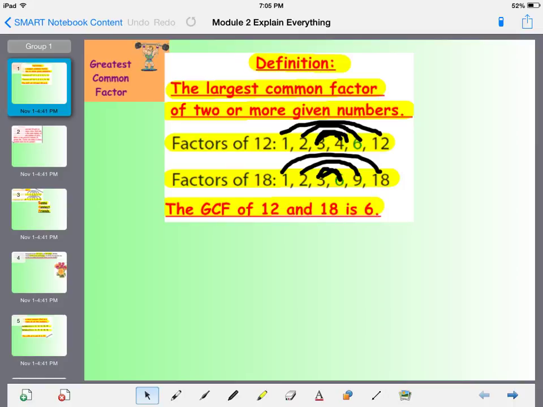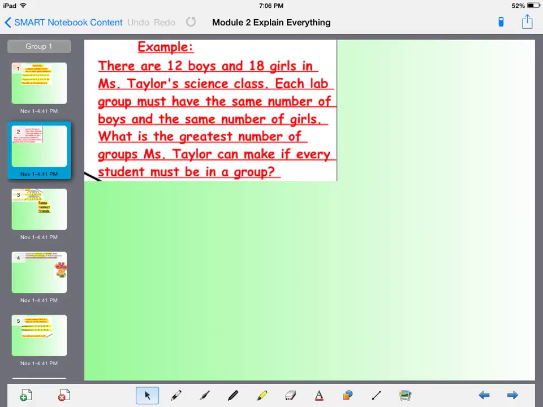So the greatest common factor between 12 and 18, well, let's see. We have common factors of 1, 2, 3, and 6. But the greatest common factor would be 6. So when would we use this in the real world?